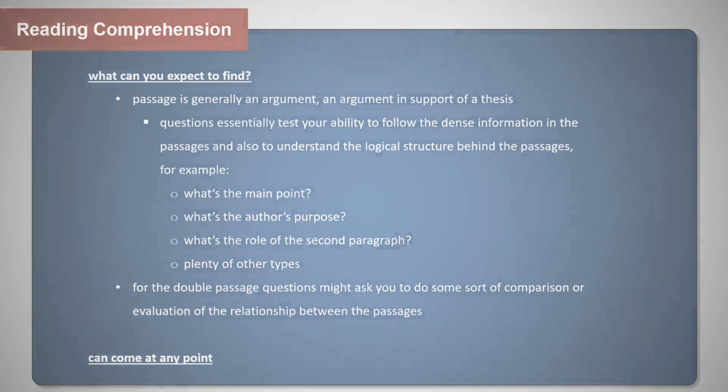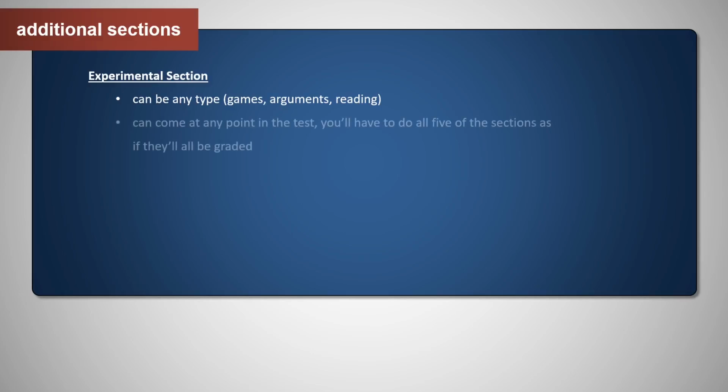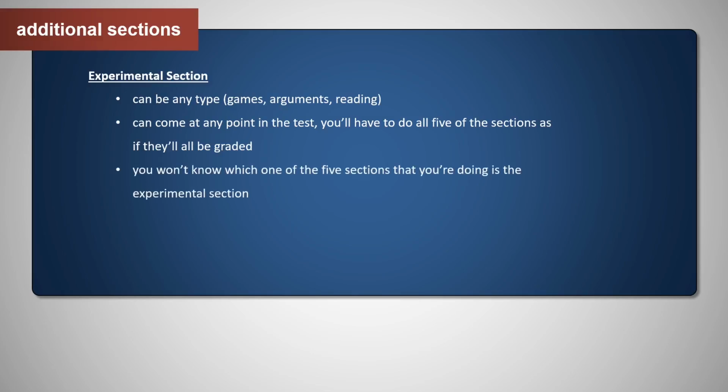Now, there are going to be additional sections. One of them, as was mentioned previously, is an experimental section. This can be any type of multiple choice section: the games, arguments, or reading. And it can come at any point in the test. You'll have to do all 5 of the sections as if they'll all be graded, meaning you won't know which one of the 5 sections that you're doing is the experimental section.